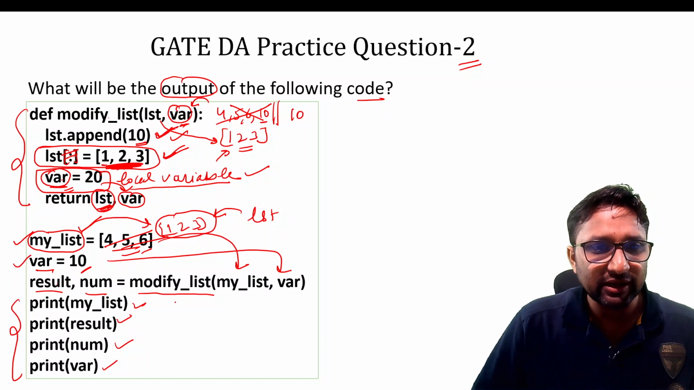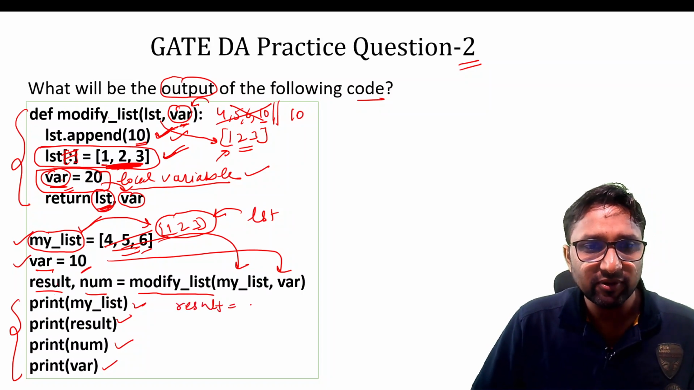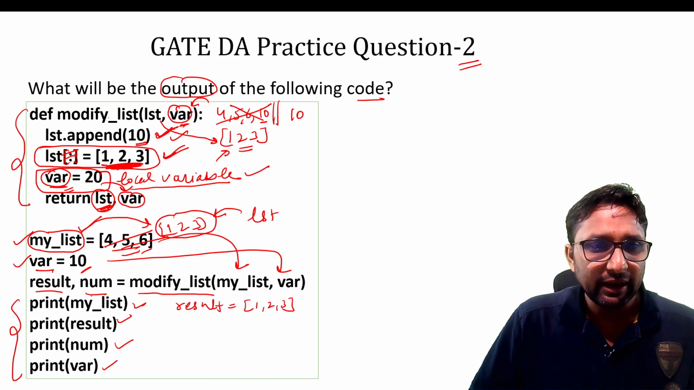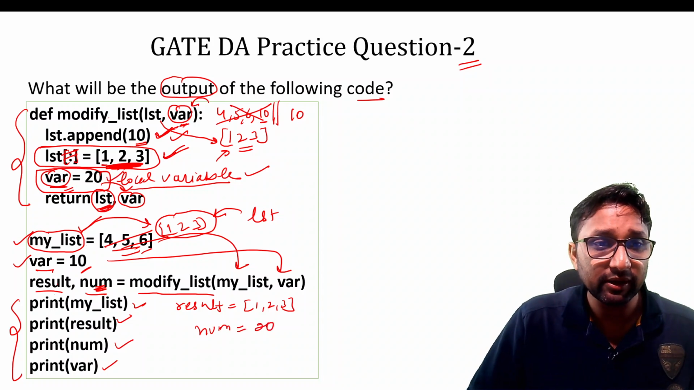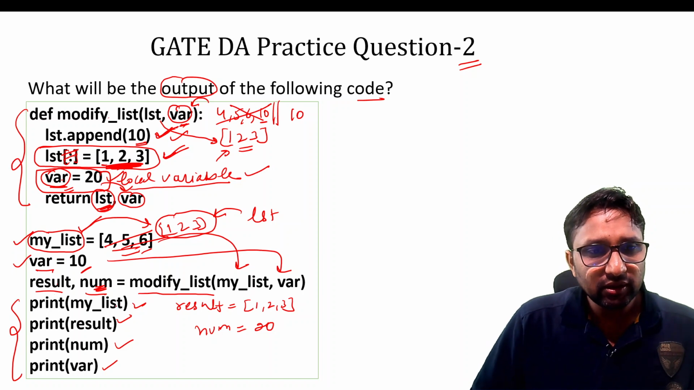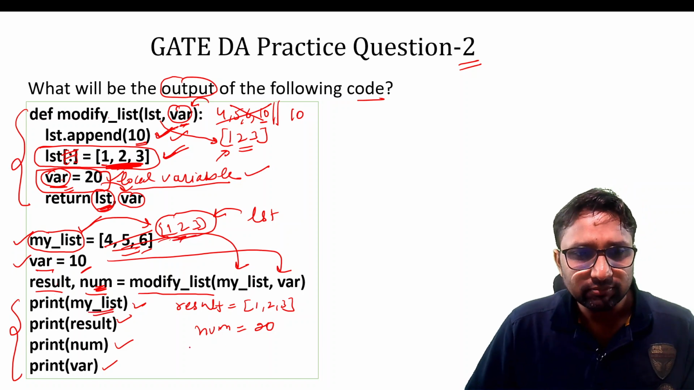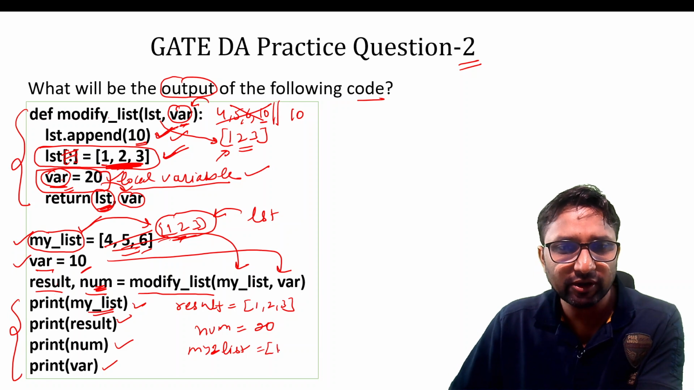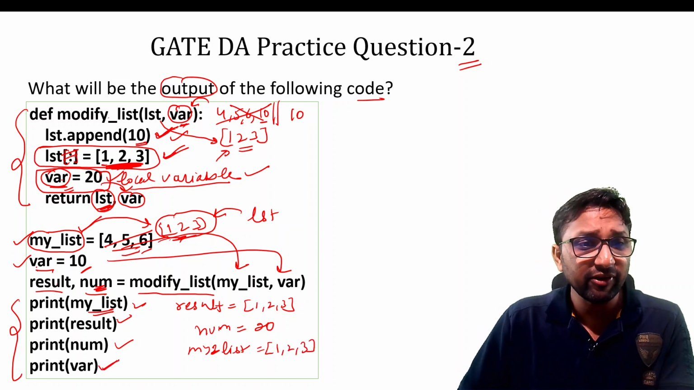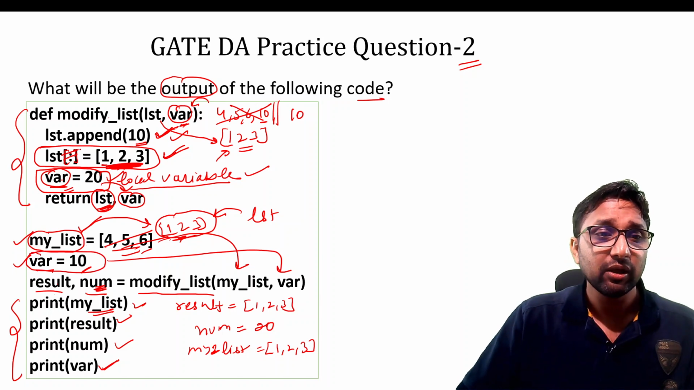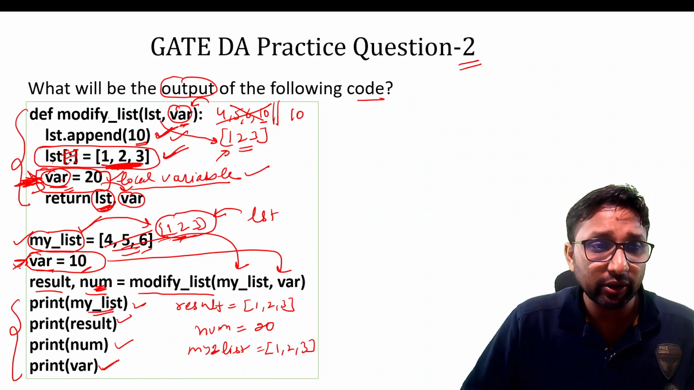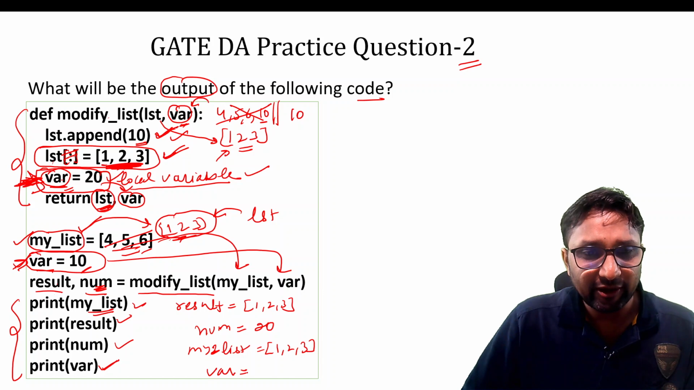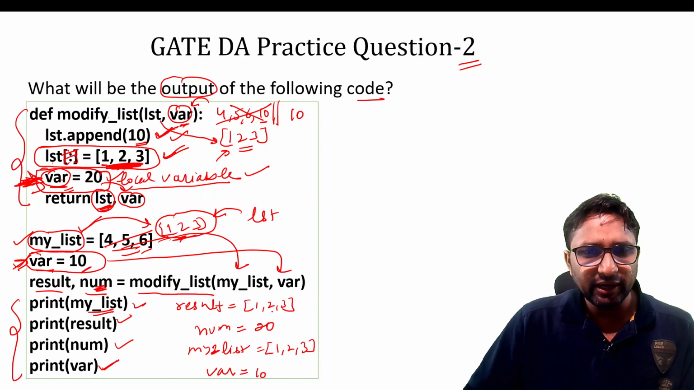So I can say that in the result we receive a list of 1 2 3, and in this num we receive 20. Actually we pass 20 from here, and my list is also updated to 1 2 3. But this var variable we have not updated. This statement will not update this variable, so this variable value will be 10 only. So if we print it, this will be the output.